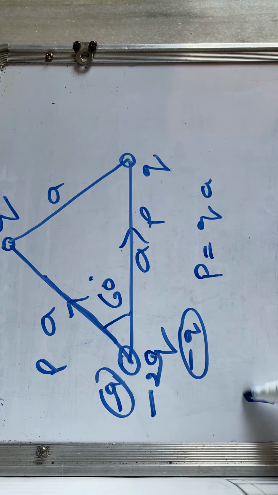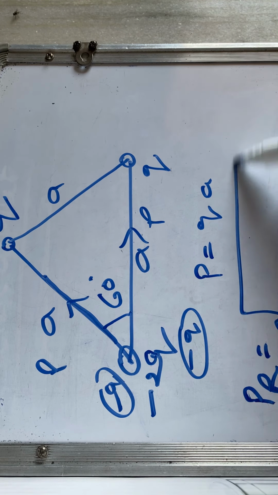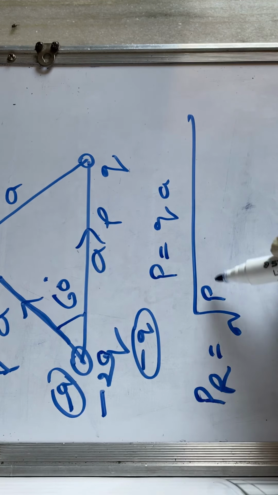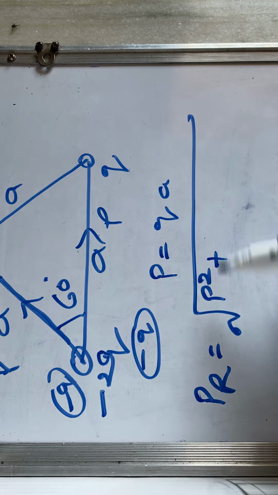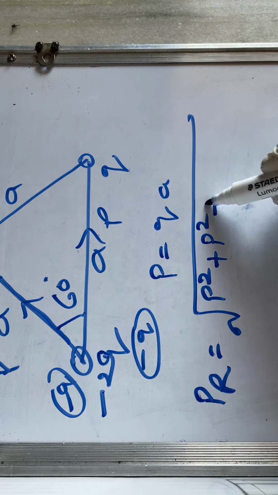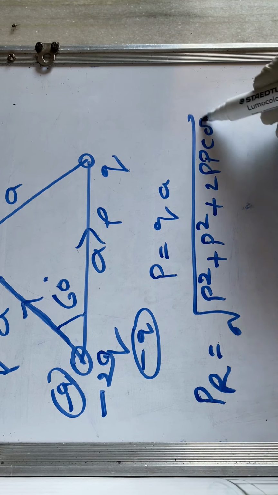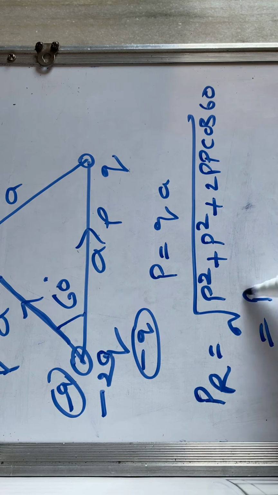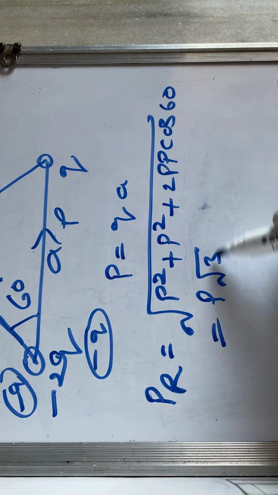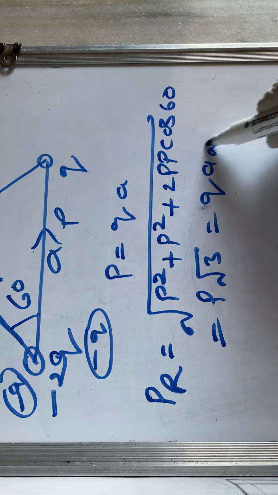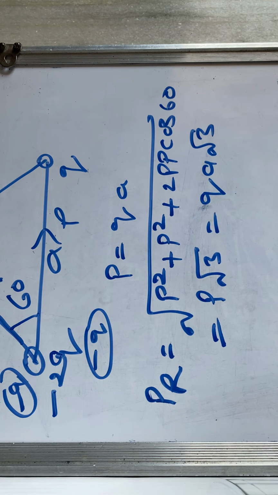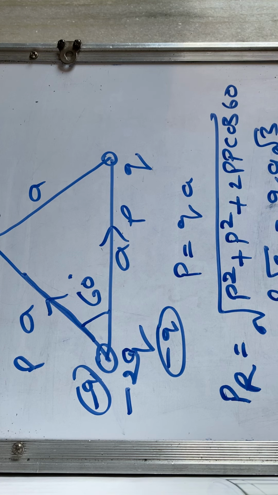So you can find the resultant dipole moment using the relation for the resultant of two vector quantities: the square root of p squared plus p squared plus 2 p p cos 60, which comes out to be p root 3, which is qa root 3. So that's the way we can find the resultant dipole moment of this type of charge configuration.